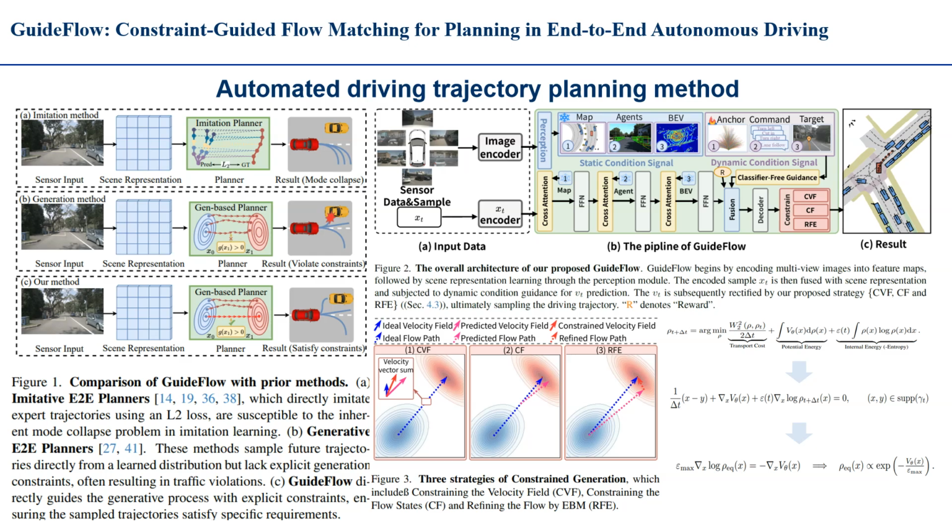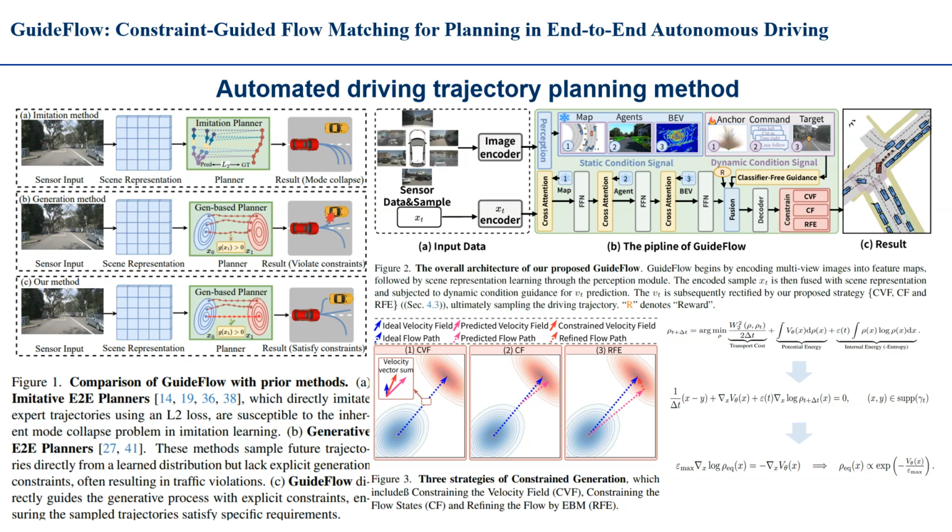In addition, to constrain the generation, we propose three methods. The first is CVF, which uses velocity field composition for constraint. We first use a scorer to obtain a constraint-satisfying anchor. Then we compute the difference between this anchor and the initial Gaussian sample to obtain a correction velocity field. This correction velocity field is then added to the model-predicted velocity field to constrain the model generation.